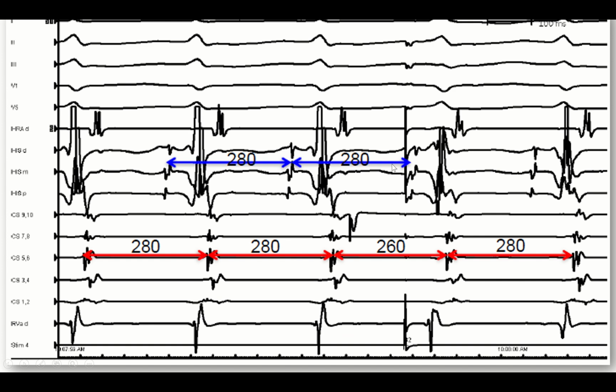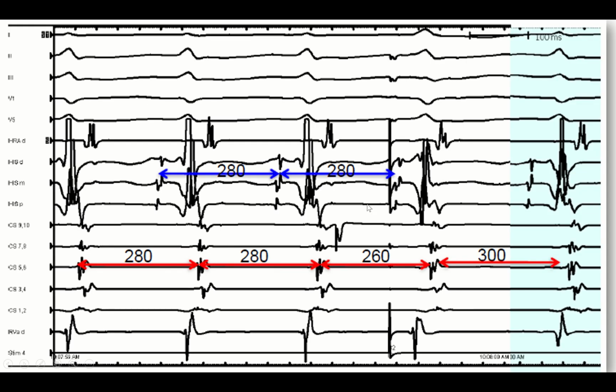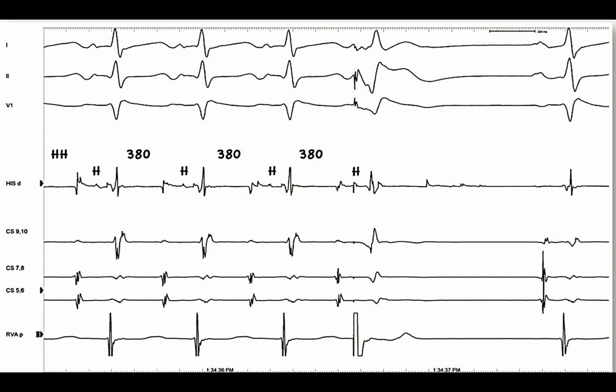Back to our two examples: we give His synchronous VPC, advancing the next A. What about the subsequent A interval? Same cycle length as tachycardia, so it resets the tachycardia, showing participation of the accessory pathway in tachycardia. But in this example, there is no atrial resetting, subsequent A interval 300, no atrial resetting, no participation in tachycardia.